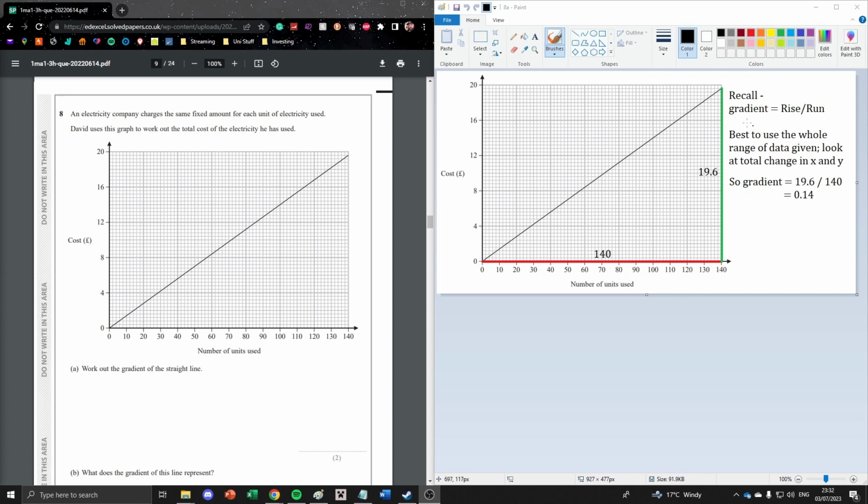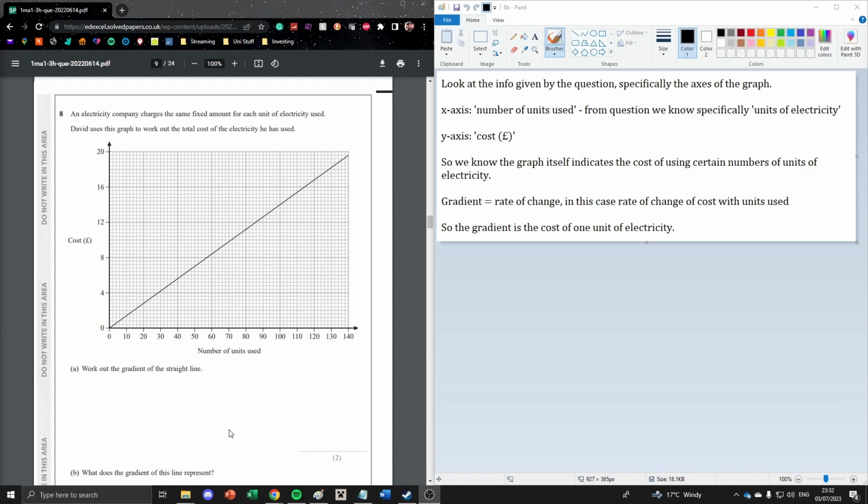So firstly, we're going to recall that the gradient of a straight line is the rise over the run, the rise being the change in y and the run being the change in x over the same interval. So we can see we're going to use the whole width of the graph. We're going to use all the data available to us to get the best estimate. And so we're going to see here there's a change in x of 140 and a change in y of 19.6. So the gradient is going to be 19.6, our change in y, divided by 140, our change in x, which is equal to 0.14.